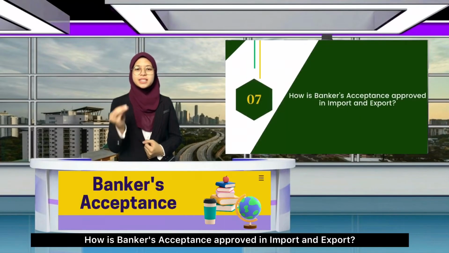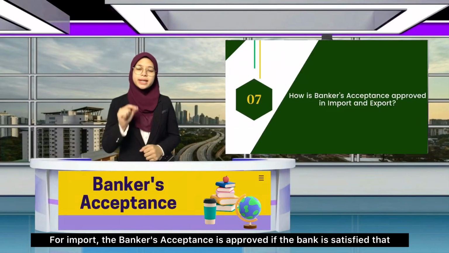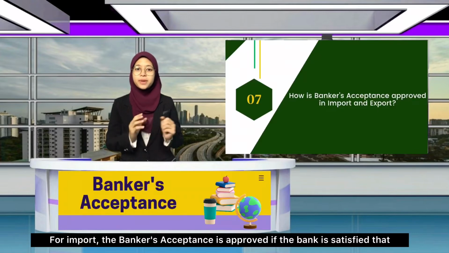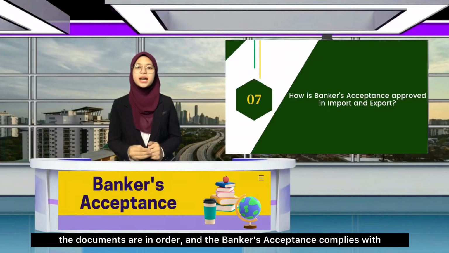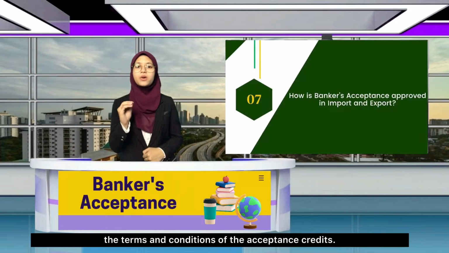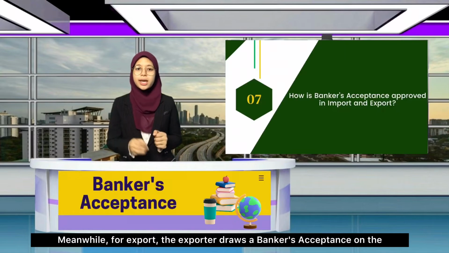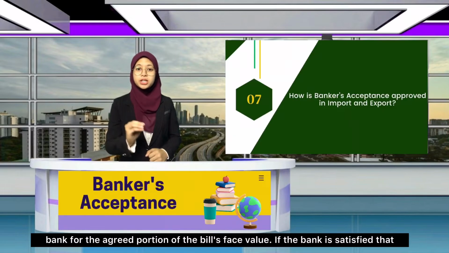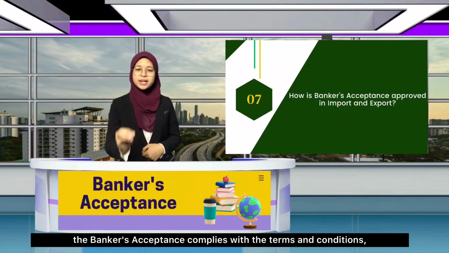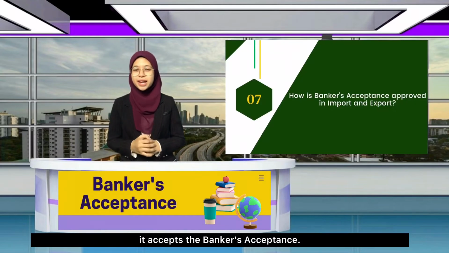How is banker's acceptance approved in import and export? For import, the banker's acceptance is approved if the bank is satisfied that the documents are in order and the banker's acceptance complies with the terms and conditions of the acceptance credit. Meanwhile, for export, the exporter draws a banker's acceptance on the bank for the agreed portion of the bill's face value. If the bank is satisfied that the banker's acceptance complies with the terms and conditions, it accepts the banker's acceptance.